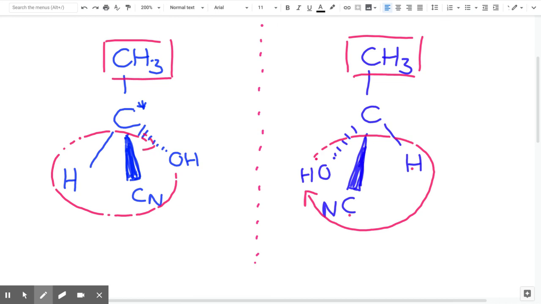But those 2 molecules are not identical. They can't be sat on top of each other. You can't rotate and twist them around to make them the same. So like I say, it might be worth pausing if you really want to try to visualize that. But those 2 molecules are optical isomers of each other, and they're both 2-hydroxy propanitrile molecules. Okay.